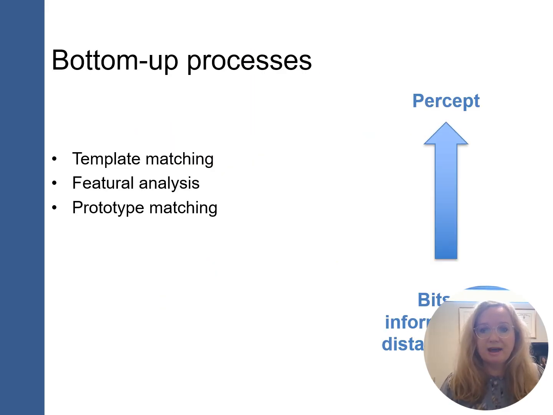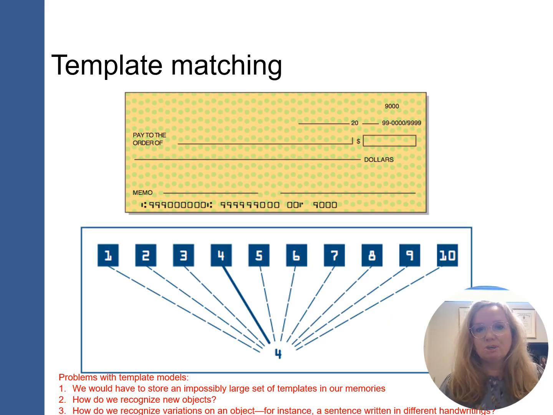So how do we do that? We take these bits and pieces of information and then we build up to this perception, this percept that we are relying on. And there are different ways that we can do that. This is called bottom up because we're taking the bits of information that's out there in the real world and building it up, bottom up. And there are different ways of doing it: template matching, feature analysis, and prototype matching, that we'll talk about.